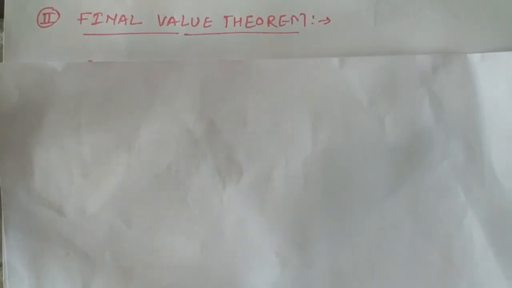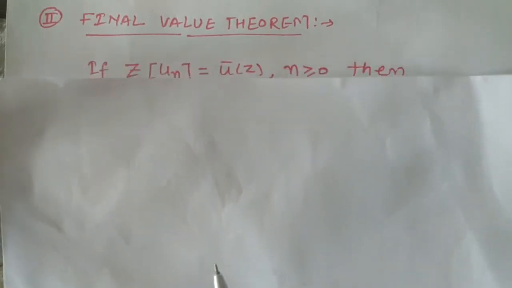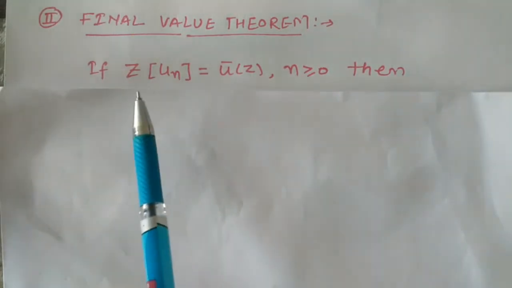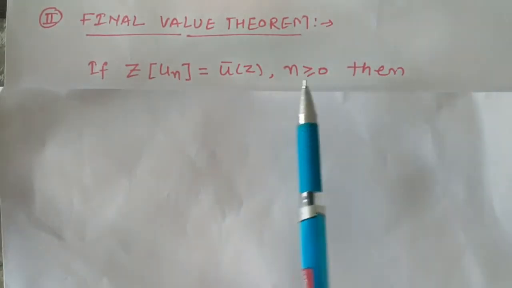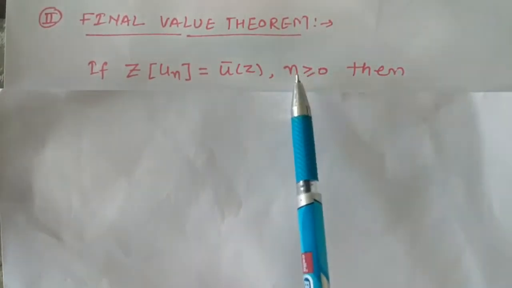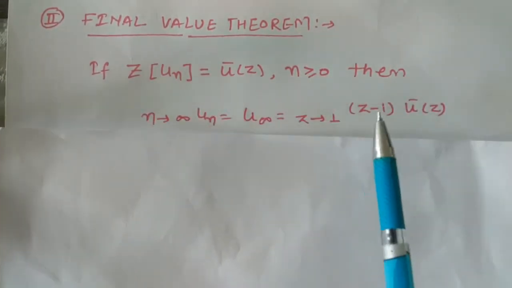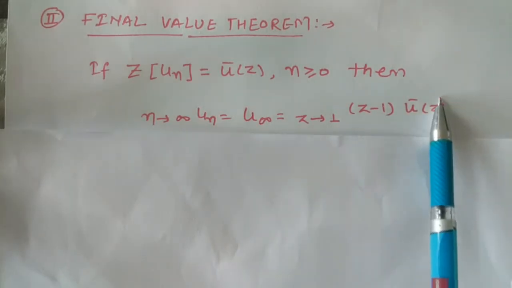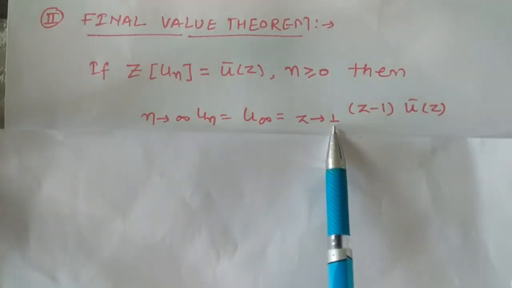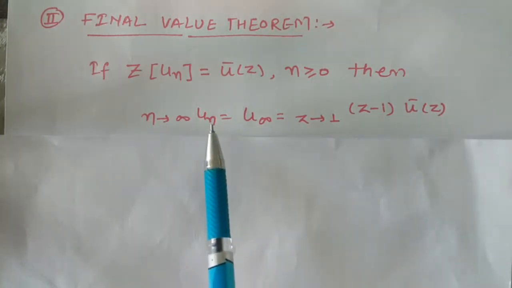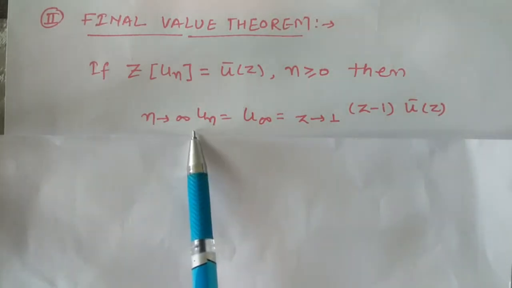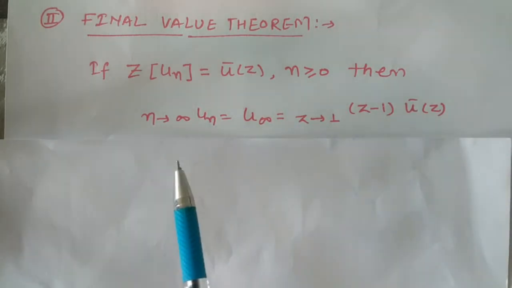Final value theorem states that if the z transform of a sequence un is u bar z for n greater than or equal to 0, then the limit as z tends to 1 of z minus 1 into u bar z gives u infinite, that is, the limit of un as n tends to infinity, the final value. So this is the final value theorem.